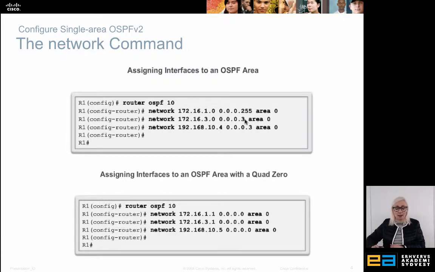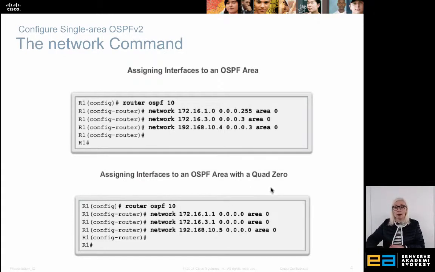Instead of that, you can also just use the interface IP address and a quad 0, four zeros, as your wildcard mask, and it will also work, because since it knows which interface we are talking about, it will also automatically know what kind of subnet mask you're using on that one.